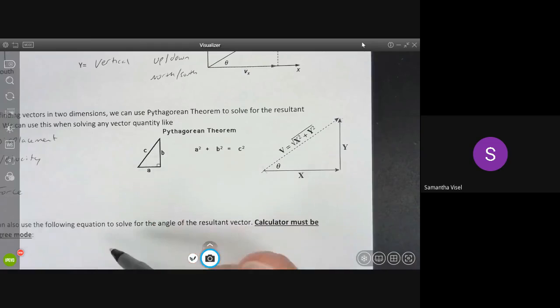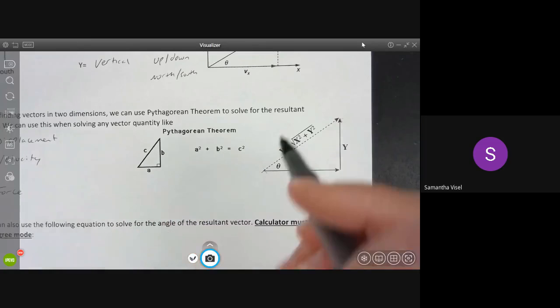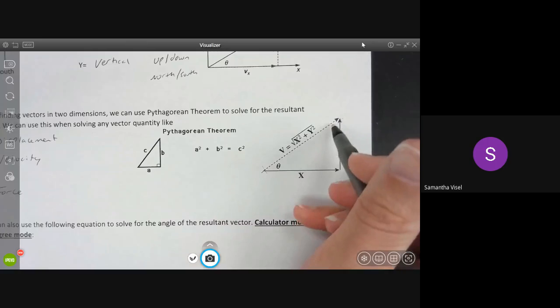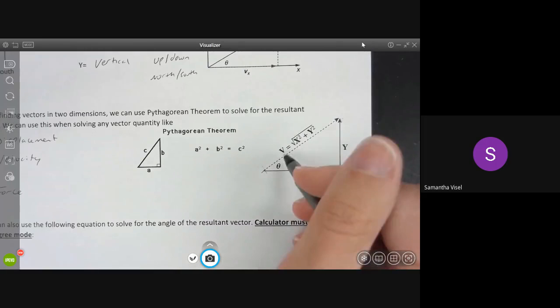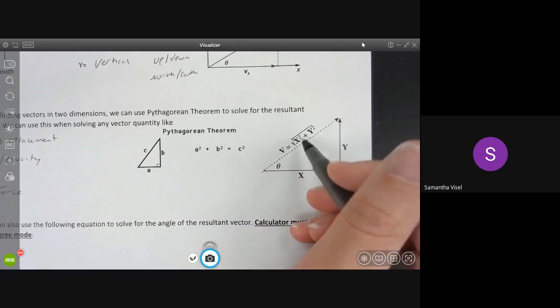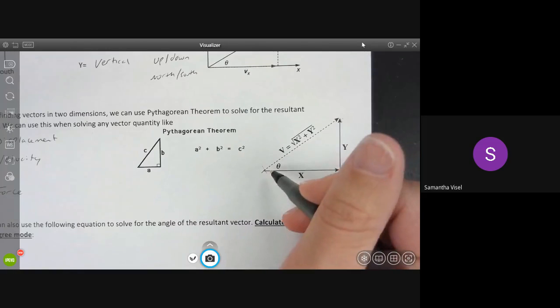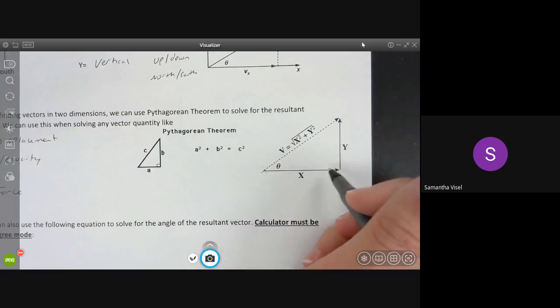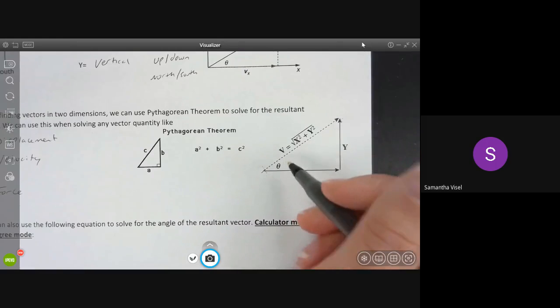So I can use the Pythagorean theorem, a squared plus b squared equals c squared, to figure out the value for c, or in this case, the hypotenuse of the triangle I made. That's going to represent displacement, or in this example, it's representing velocity. So maybe a duck is flying this way and a gust of wind pushes it north. What's the resultant velocity and angle?